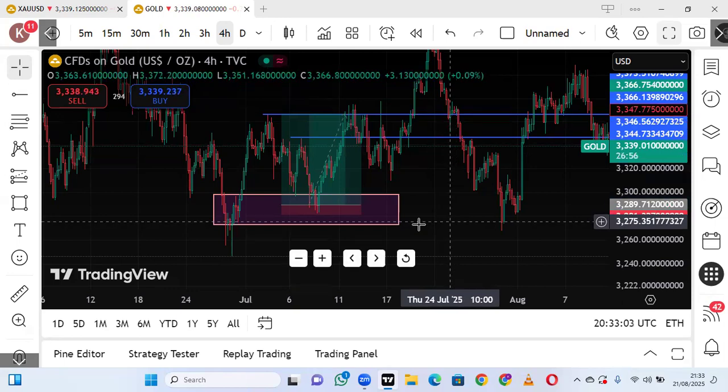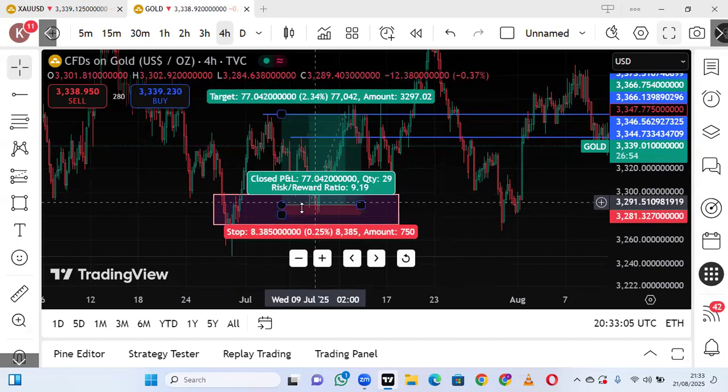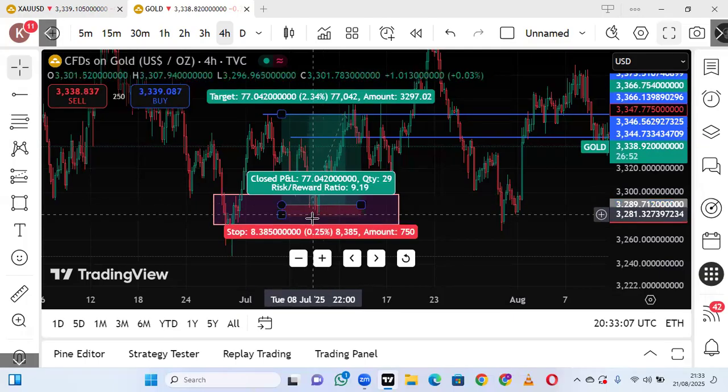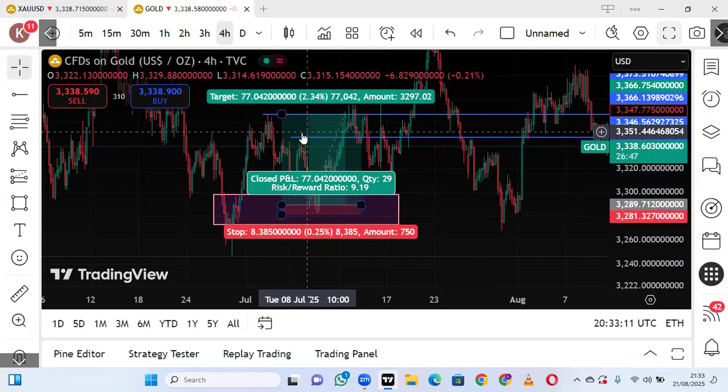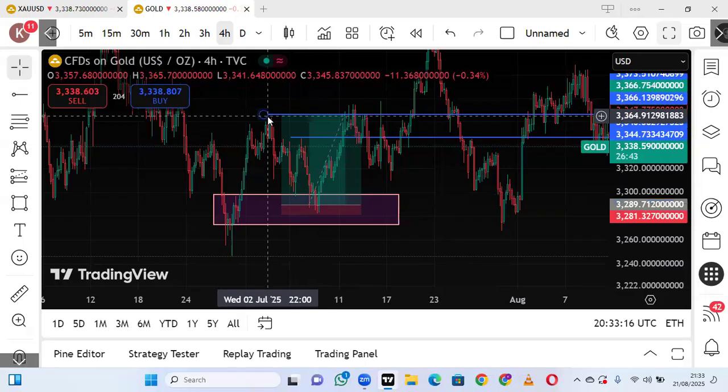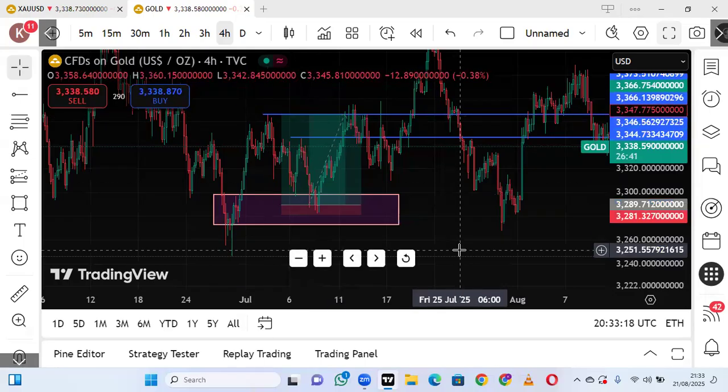You are still right. This was, if we are to call it, your internal structure. Then you target these two external structures here, which is 1 and 2. So this is how your entries are supposed to be.